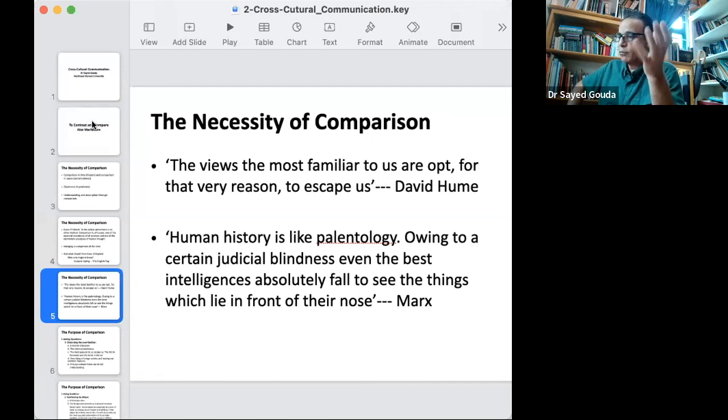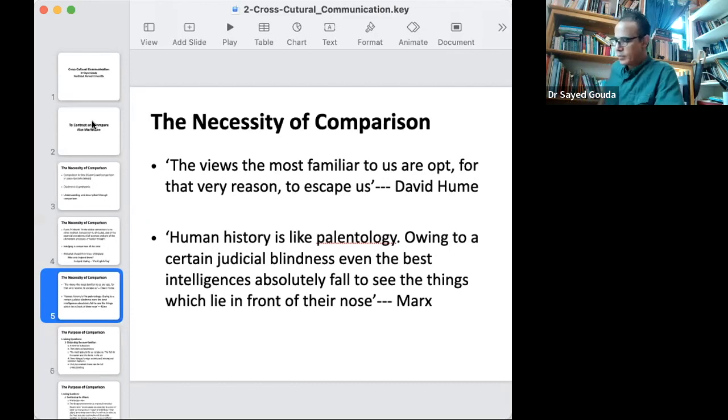Karl Marx said, human history is like paleontology. Owing to a certain judicial blindness, even the best intelligences absolutely fail to see the things which lie in front of their nose. We fail to see things that are so close to us. And because they are so close to us, we fail to see them.